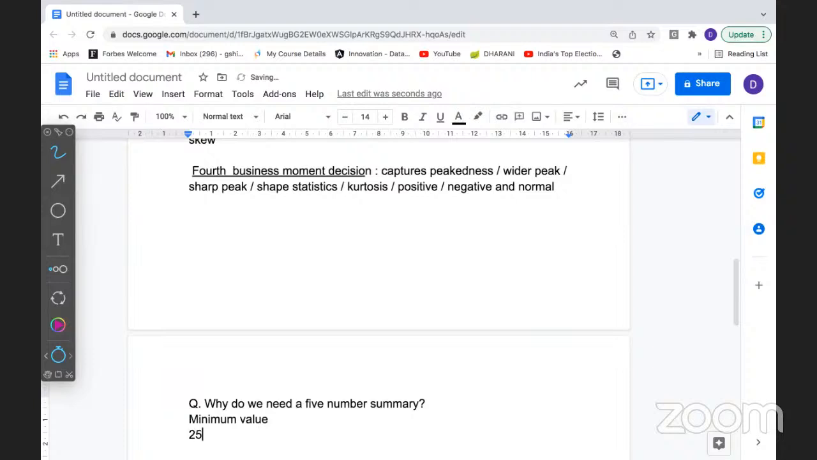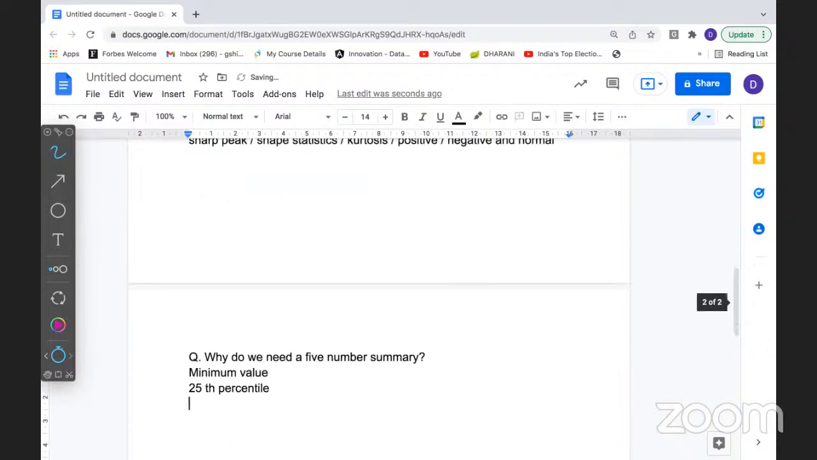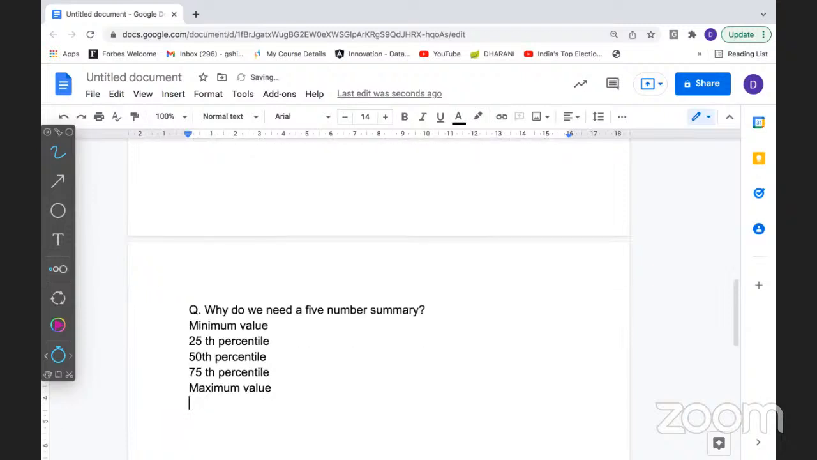Then comes the 25th percentile, then we have the 50th percentile. We can also have the 75th percentile. And finally, the maximum value. So this is your Q1, this is your Q2, this is your Q3.